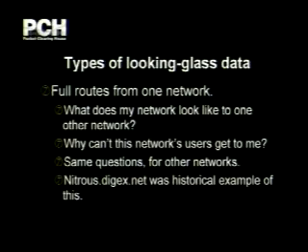So there are a bunch of different types of data that get used in looking glasses. So a lot of them, I think most of them out there, are full routes from one network. So you can use one of these to figure out what your network looks like from one other network's perspective, or if you want to know why that network's users can't get to you, you can look and see if they have routes back to you. Or it doesn't have to be your network that you're doing these queries for. It could be some other random network that you're curious about.